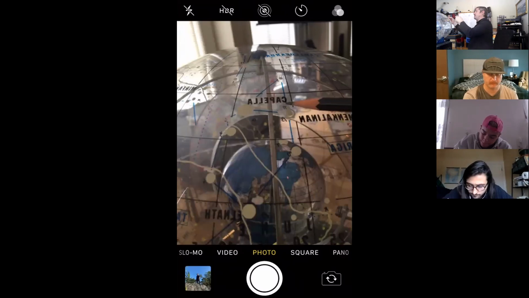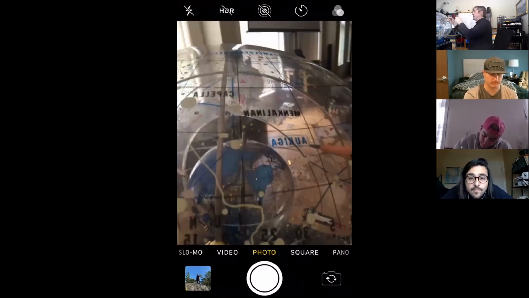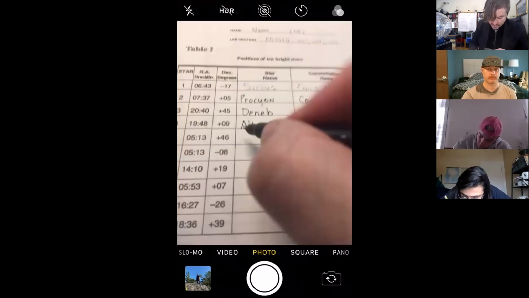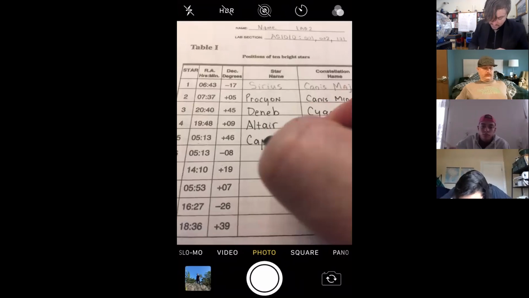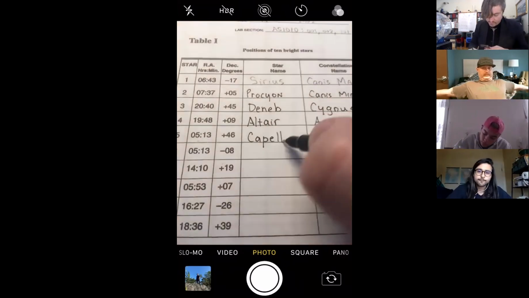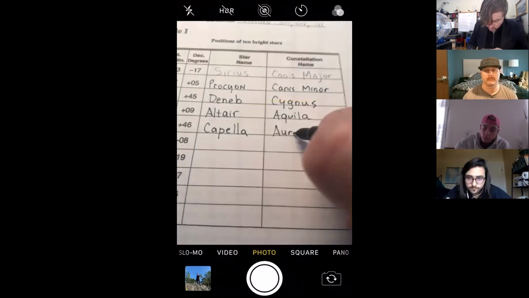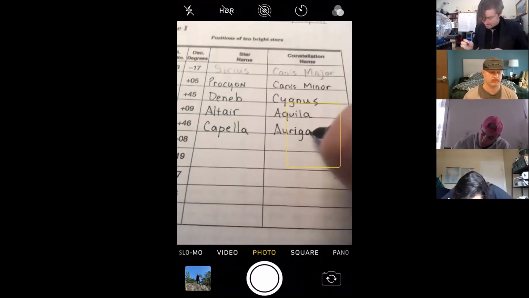Capella is actually over here in Auriga, the herdsman. So our star is Capella, and the constellation is Auriga, the herdsman.